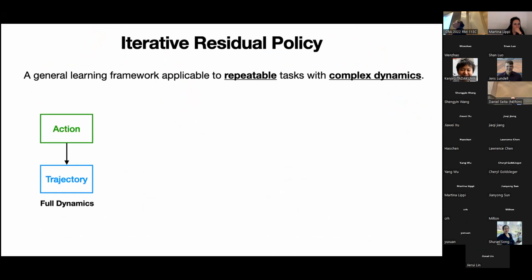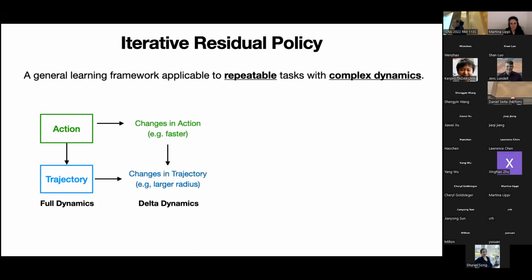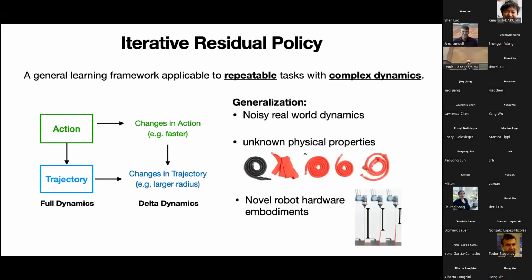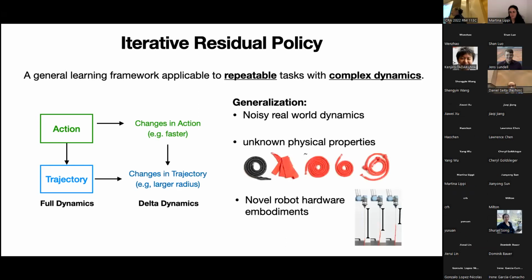And I think the most important lesson we learned in this iterative residual policy framework is that instead of trying to directly learn the full dynamics model that maps directly from action to the trajectory, what we can do is instead learn this delta dynamics model that learns how the changes in action will result in changes in the trajectory. So this delta dynamics is much easier to learn and also potentially generalizes a lot better to noisy real world dynamics and also different object physical properties.